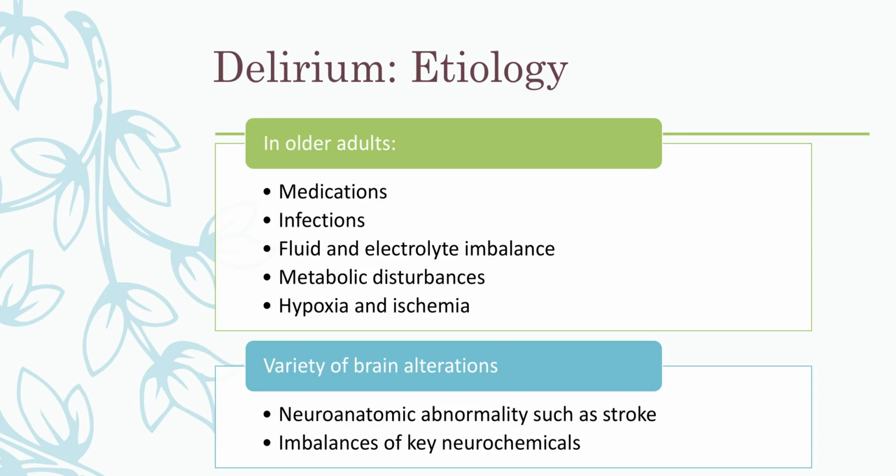So we want to be aware that it doesn't take a major health event to change the sensorium of our older clients. The other thing to think about is variation in brain alterations. So neuroanatomy abnormalities. If your client has had a stroke, they can be predisposed to delirium, or if they have an imbalance of key neurochemicals. And normally, if you look at the imbalance of neurochemicals, there's been some kind of injury. This is not something that is normally long-term and ongoing.